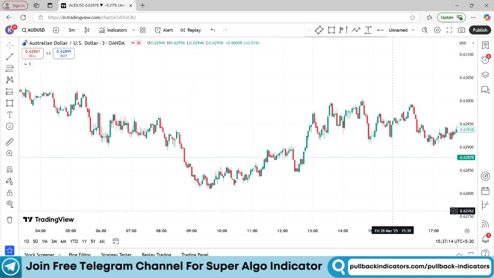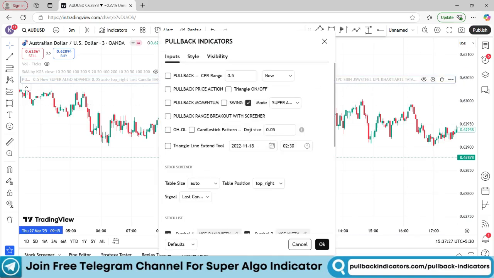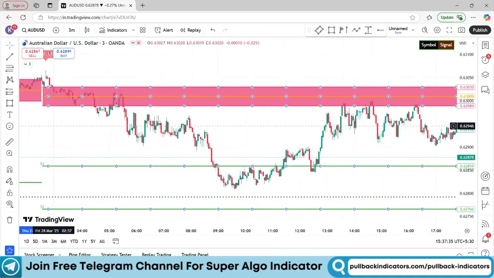For that consistency, you will be needing the help of an indicator, that is the Pullback Indicator. As we all know, it's a 5-in-1 indicator. For using this strategy, we would be needing the help of the Pullback Indicator, and the version which I will use is Super ALGO Advanced. Just press OK on the mode version, and here you will be able to see the indicator. This is how the indicator looks like. So now let's focus on the strategy.